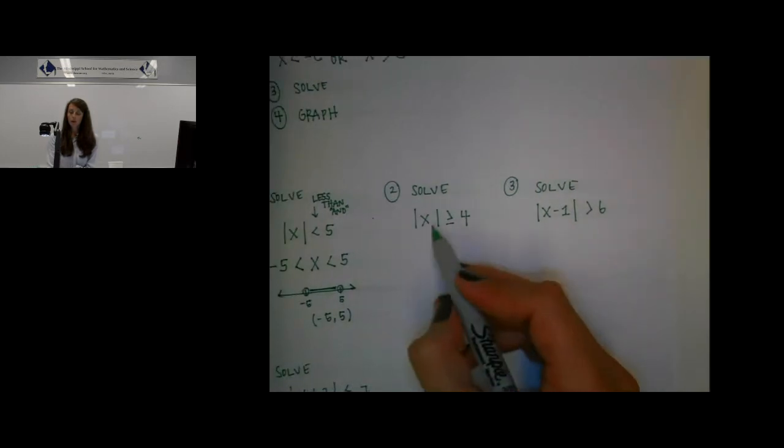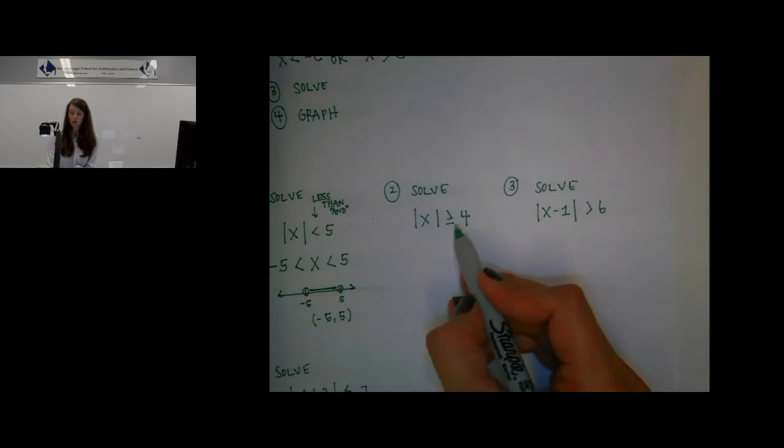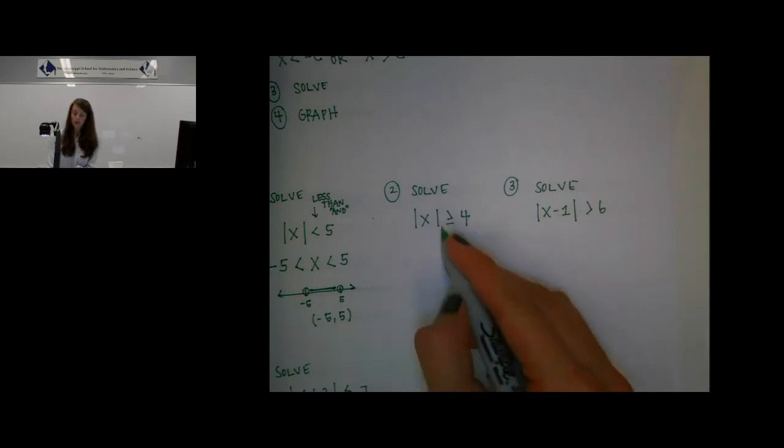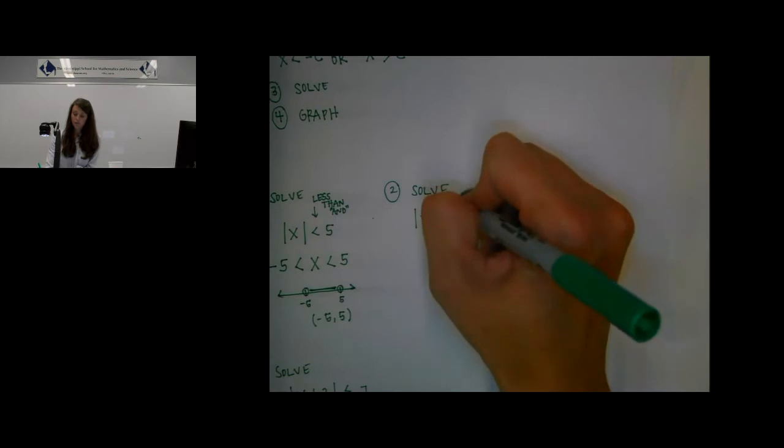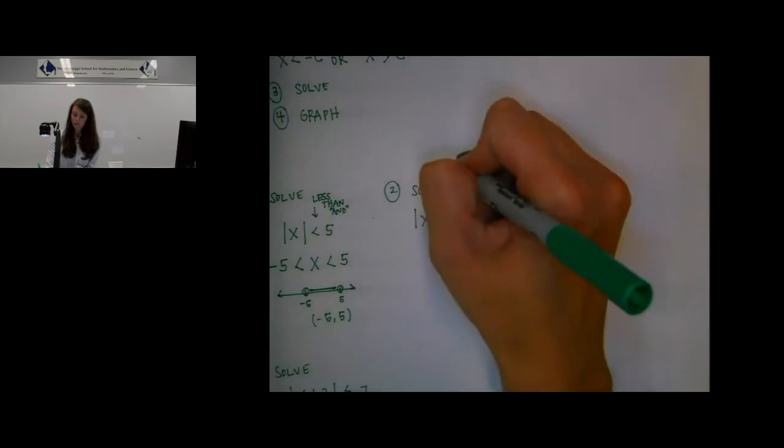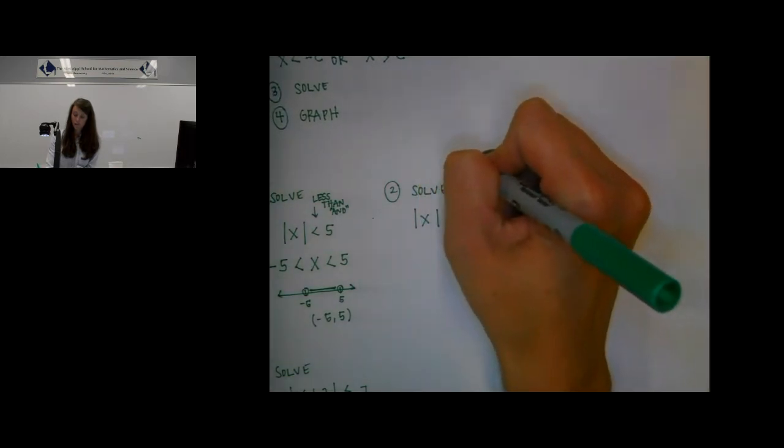Good. What about this one, number 2? Absolute value of x is greater than or equal to 4. Absolute value is by itself. This is a greater.